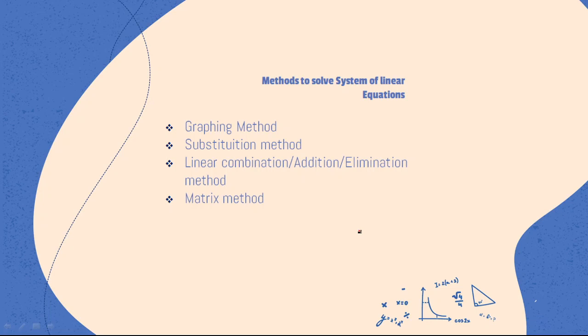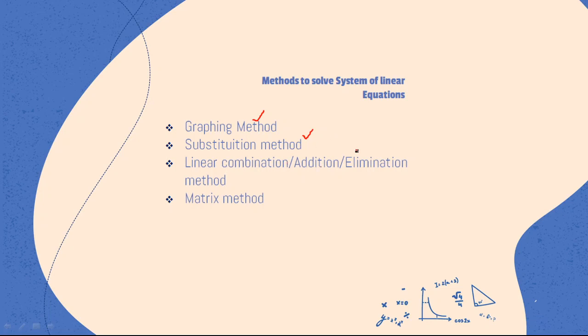Now next come to methods to solve systems of linear equations. There are generally four methods to solve a system of linear equations. First is the graphing method. Here we draw graphs to solve these equations. Next is the substitution method. I'm just generally telling you about these methods. We'll discuss them later in next lectures. In the substitution method, we find the value of one variable and put that value in the other equation to find the value of the other variable.